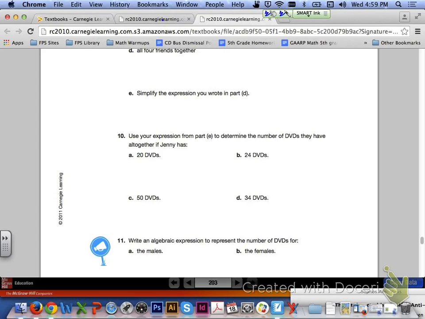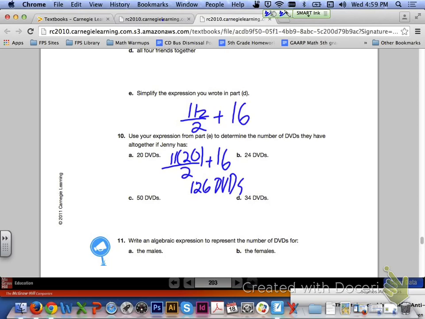The next problem is again very similar to the last problems. So 11z over 2 plus 16. Now you just put the number of DVDs in for z. So 11 multiplied by 20 over 2 plus 16. So that'd be 220 divided by 2, which is 110, plus 16, that'd be 126 total DVDs. Make sure you get the rest of those.